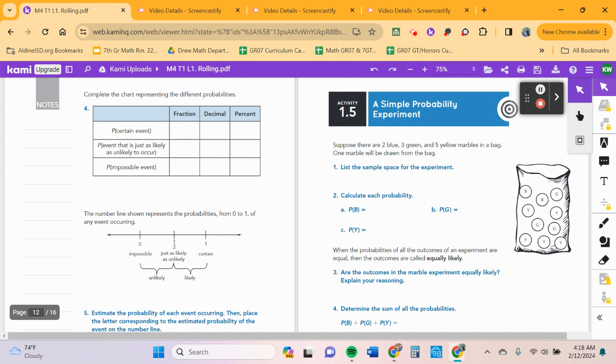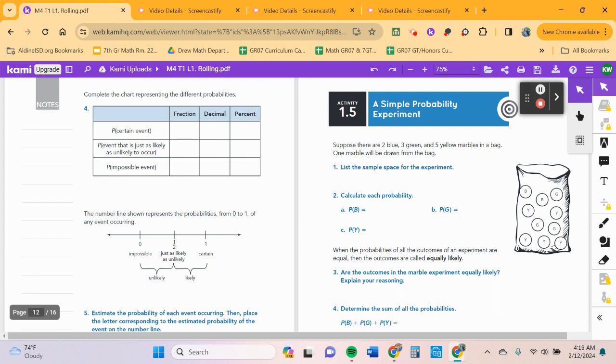And then notice below those words, you have brackets and it says unlikely and likely. That just means if it's between 0 and 1/2, then it's unlikely to happen. For example, if there is a 20% chance of rain, it's probably not going to happen. But if there is, say, an 80% chance of rain, it is likely that it's going to happen. So that's what those brackets represent.